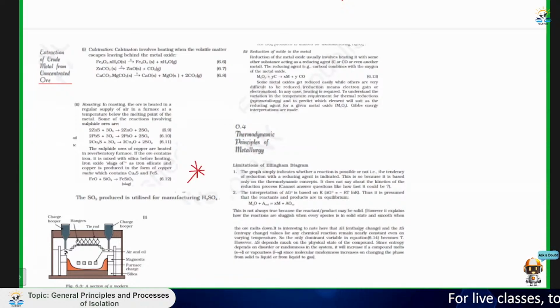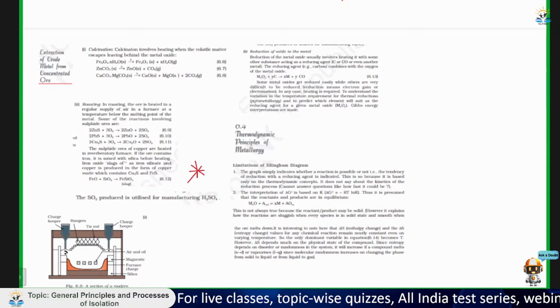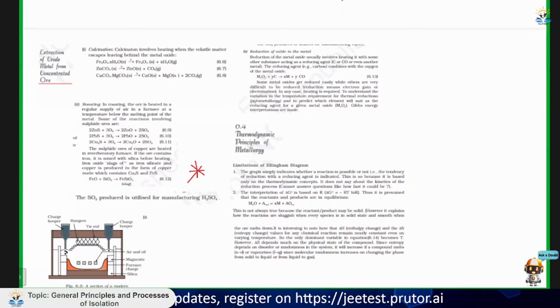Basically, that's the theory of the Ellingham diagram, the thermodynamic principles of metallurgy. Essentially the Ellingham diagram has some limitations. The graph simply indicates whether a reaction is possible or not, but it doesn't give the kinetic factors. Basically, that process could be a process flow. So you're going to have only one set of best ore, best reducing agent. The interpretation of delta G is based on K. Thus, it is presumed that the reactants and products are in equilibrium.